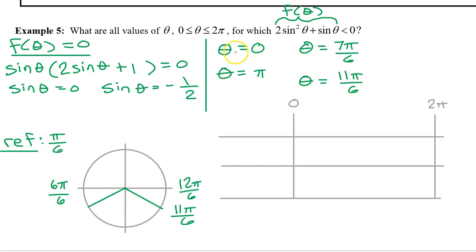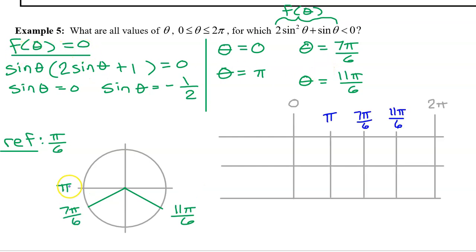Well, I see that one of them is 0. So I will have 3 vertical lines at the other 3 critical values where f of theta is equal to 0. Your critical values must be written in order from least to greatest. This is a number line. Label the sign chart as being f of theta and label each row. So we have one row for sine theta and we have a second row for 2 sine theta plus 1.